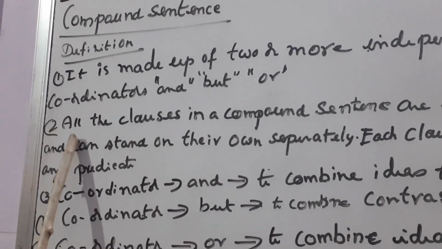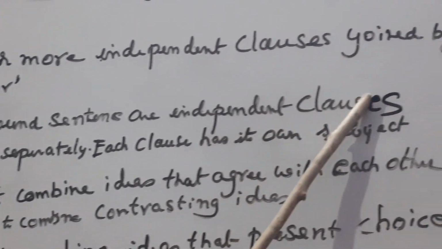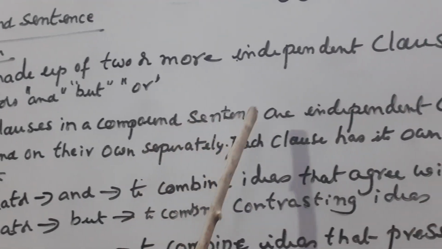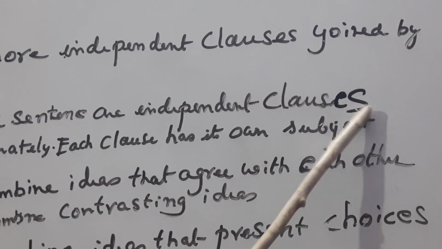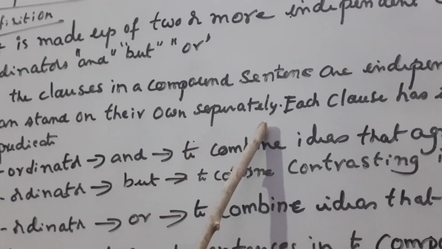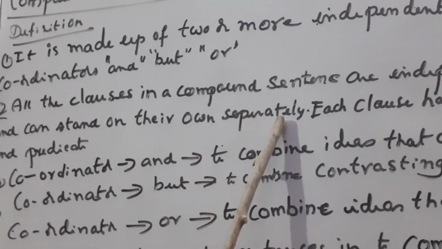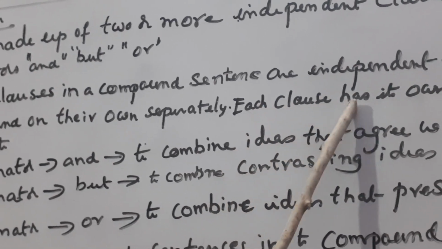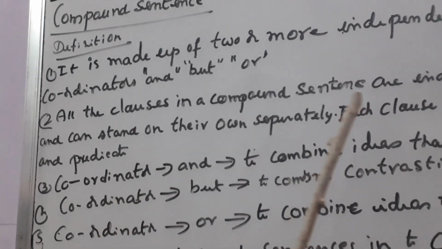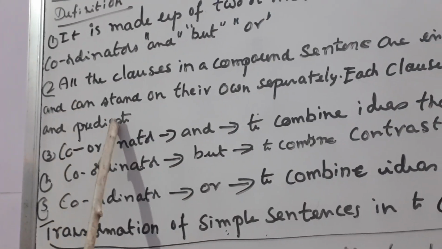Second point, all the clauses in a compound sentence are independent clauses and can stand on their own separately. Each clause has its own subject and predicate.